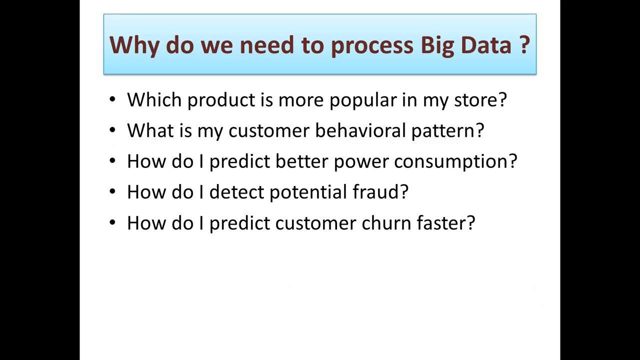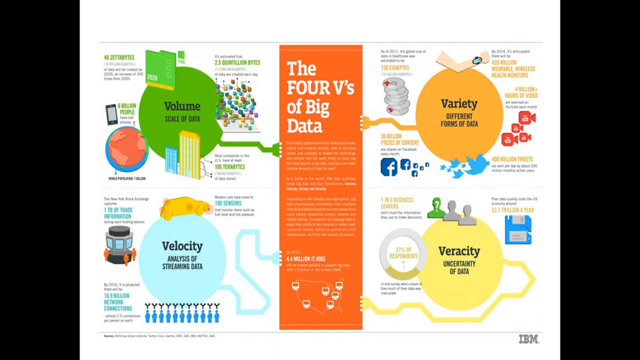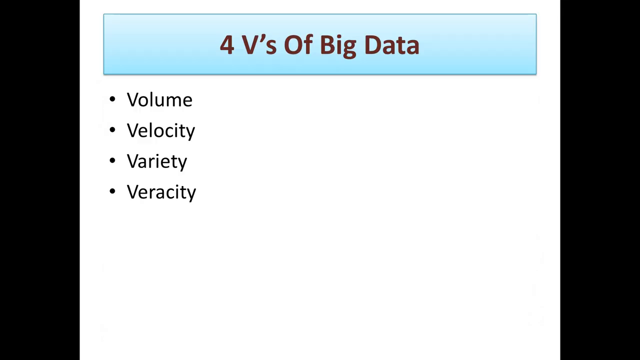Now the major problem is how to process the data. And why do we need to process big data? For example, which product is more popular? These are all the questions. How to process the data? So what is a normal distributed file system? Up to this point it should be very clear: what is data, what is big data, what are the 4 V's of big data. Now, how to process the data?